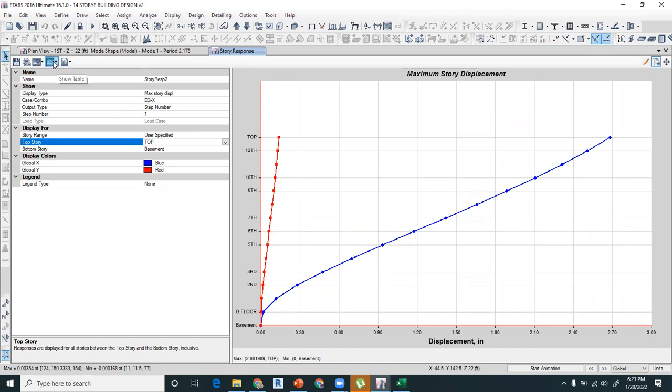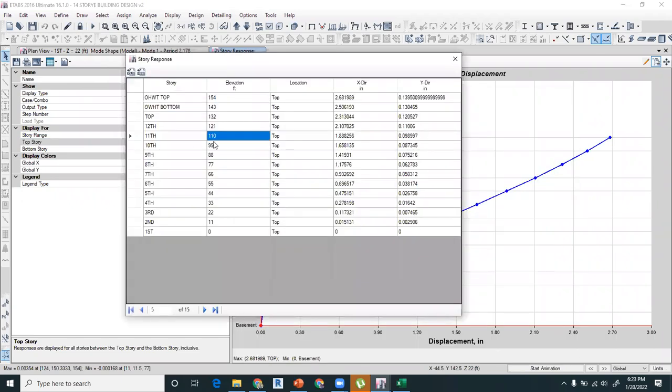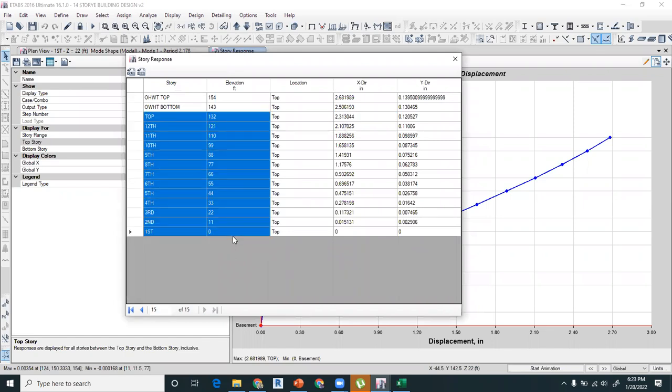You have to go to Show Tables and click on Formatted. So this table will appear. You have to extract some of the information. We have to insert this information in our Excel sheet. You can see on the top, for the earthquake in X direction, the maximum displacement is 2.3 inches, right? So you have to select these elevations.